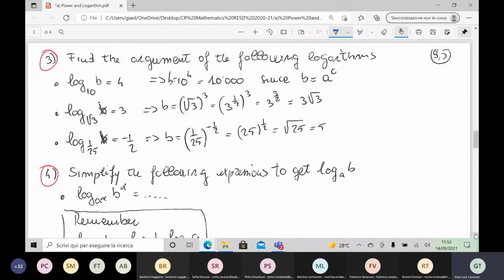So find, guys, the argument of the following logarithm. So we have the argument is b. We have logarithm with basis 10 of b equal to 4. Apply the definition. Remember, 4 is c, the logarithm, because the logarithm is equal to 4. So 4 is c, the exponent you have to give to the basis a to get b. So b is equal to a to the power c, so 10 to the power 4. Okay, you can stop here, 10,000.